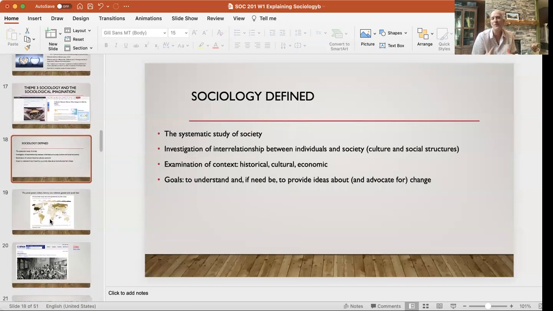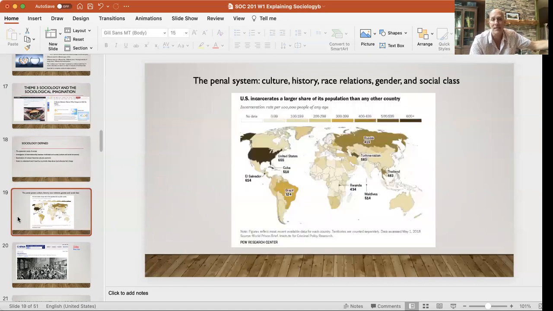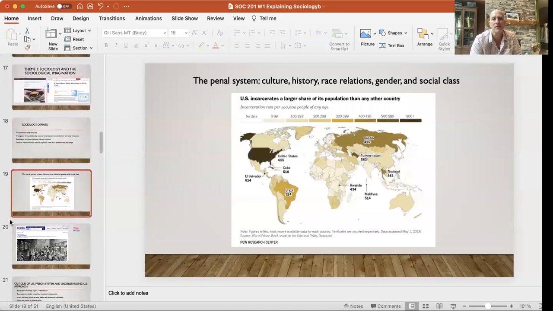Sociology is defined as the systematic study of society. We're looking at the interrelationship between the individual and society. We examine the historical, cultural, social, and economic context. The goal is basically to understand and, if need be, to make some change. Take the example of the criminal justice system, the incarceration system, the prison system. In the United States, we incarcerate more than any other country in the world.